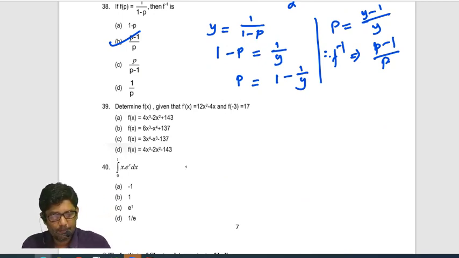Determine f of x given that f dash of x. What is f dash of x equal to?